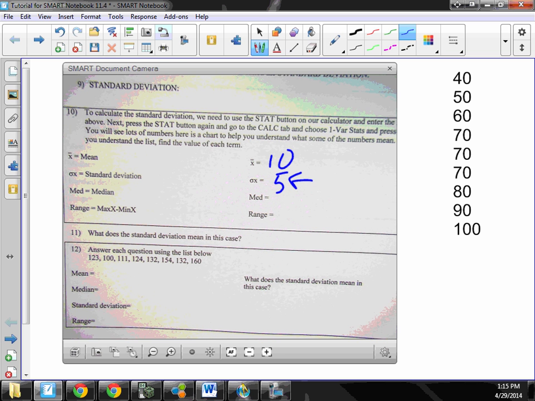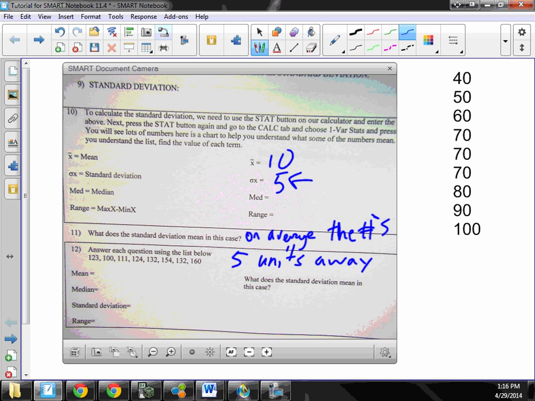So on average, the numbers were, say that again, Peyton? Okay, they're big, and who said the 5 units away from 10. Yes. This is a model for all the other problems. So on average, the numbers in that list were 5 away from 10. And is that big or small? Well, that's pretty big. Could you make a bigger one? Yes. So it's all relative.